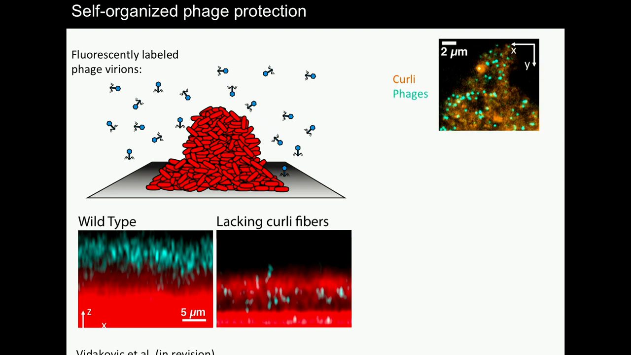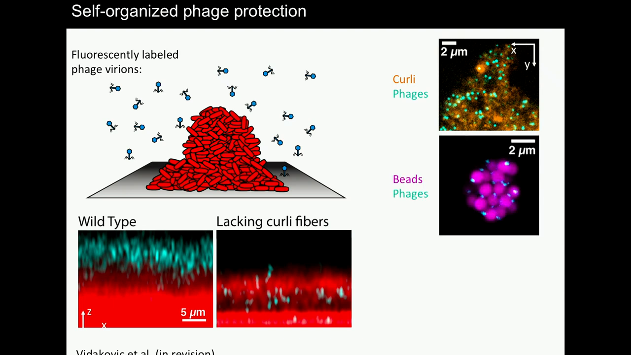Luckily, if you purify CsgA, which is the monomer component of curli, it will spontaneously polymerize in media. So that's what this orange stuff is. Those are curli fibers in the absence of cells, and the blue things are phages. So clearly curli by itself doesn't prevent phages from entering a cluster. And if we take those beads that I mentioned, the beads don't prevent phages from entering either. The phages are able to diffuse through the pores between packed beads.